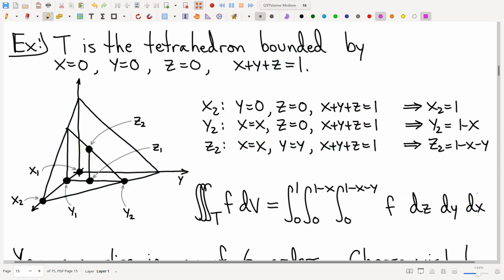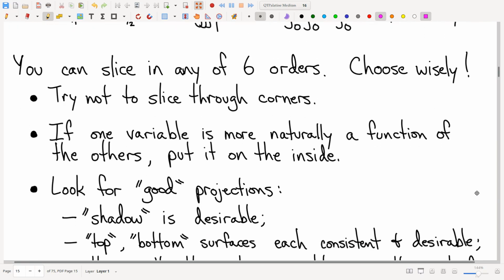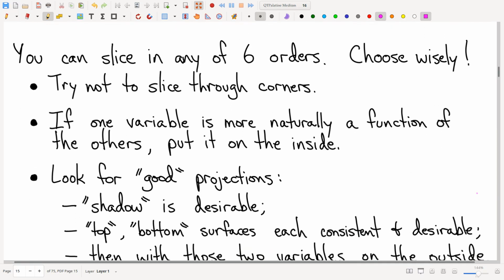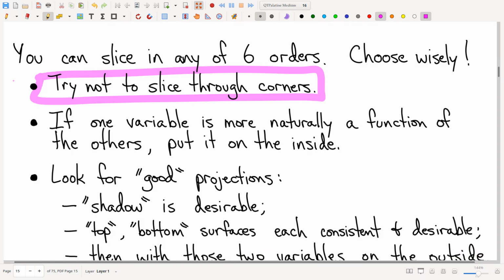Okay, so that's the process. That's pretty much how they work. Couple of observations. Try not to slice through corners. You've got 6 different ways that you can slice. If you find yourself slicing through corners, that means it's going to turn into more than one integral. You're going to have to stop the iterated integral you're working on and start a new iterated integral. It's trouble. Nobody wants to do that. So choose a different order to slice if you can. Almost always, if you can avoid slicing through corners, you should avoid slicing through the corner.